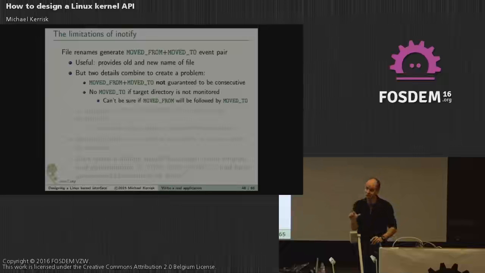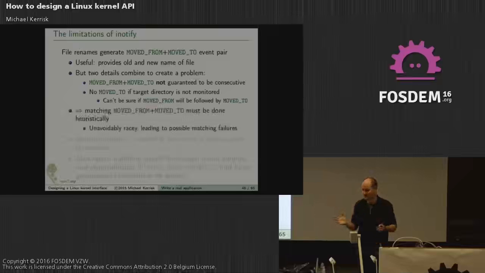In that case, you'll only get the move from event, but there won't be a moved to event. And you don't know in advance. So what you've got to try and do is match these two events up to see, well, I got a move from event. Did it move to another directory? Was there a move to another directory that I'm monitoring? And of course, the two events are not contiguous.